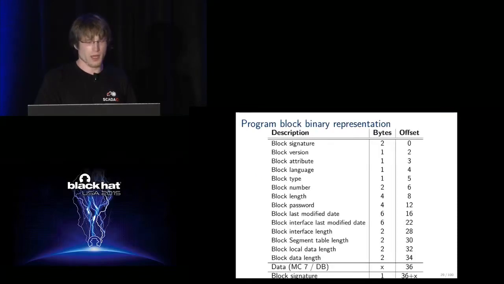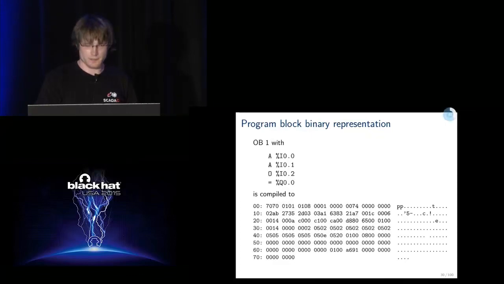So when we compile this block and upload it to the PLC, it is of course stored in binary. Here we see how the binary might look. Don't let it overwhelm you. We just need to know that each binary block has a header, which is the first rows there. Then the data follows, which is MC7 bytecode, so the STL representation, or simply the data of a data block. And then we have a footer, which not only contains the signature, but some other values which are not necessary for our attack.